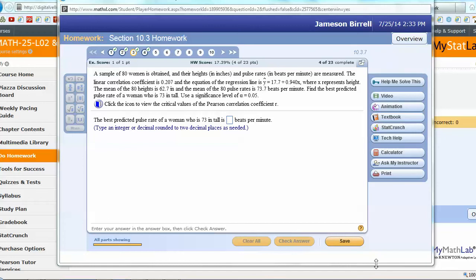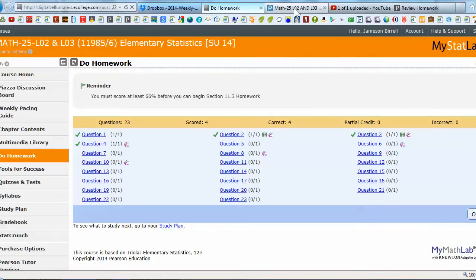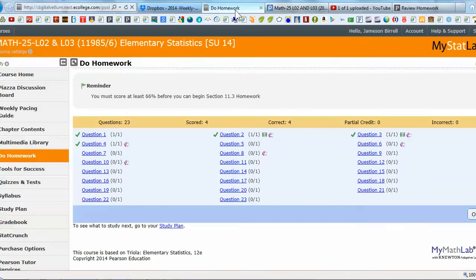Okay, let me try to take a stab at answering this question. Oh, actually, for viewers, I'll just go ahead and show the question here. It said, can someone help me find the best predicted and then blank for homework 10.3? And I'm assuming you mean best predicted whatever, IQ, best predicted height, and best predicted things. And that's using these lines of regression that we've created.